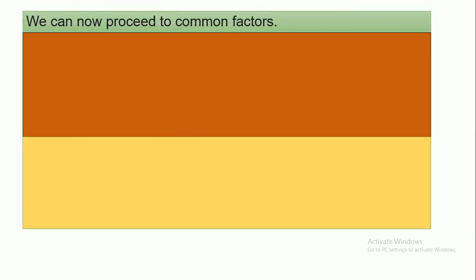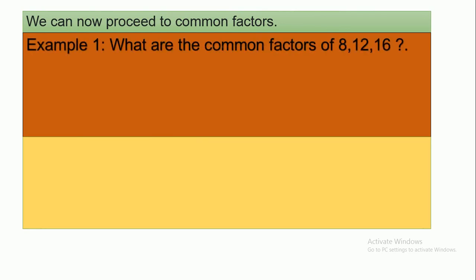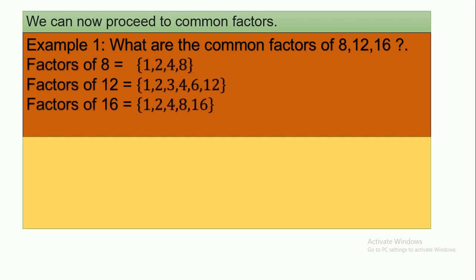Now let's move on to common factors. From example 1, what are the common factors of 8, 12 and 16? How do we find the common factors of 8, 12 and 16? The first thing is you have to start with the factors of 8. What are the factors of 8? 1 goes in 8, 2, 4 and 8 itself.